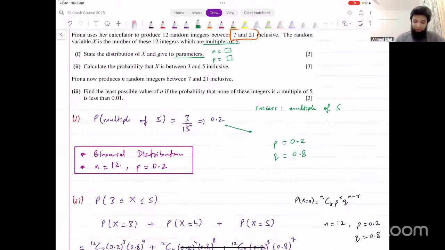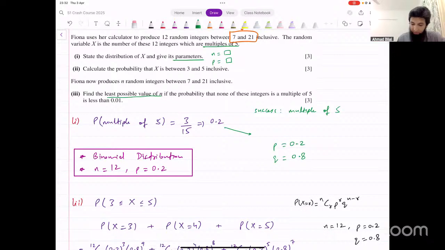Let's break it down. Least value of n if the probability that none of these integers is a multiple of 5 is less than 0.01. What probability are they talking about? They're talking about the probability that none of these integers is a multiple of 5. That's the probability they're talking about. Let's first of all find this probability, and then we'll do anything else after that.